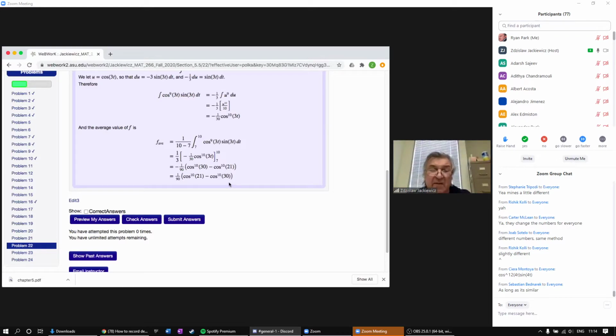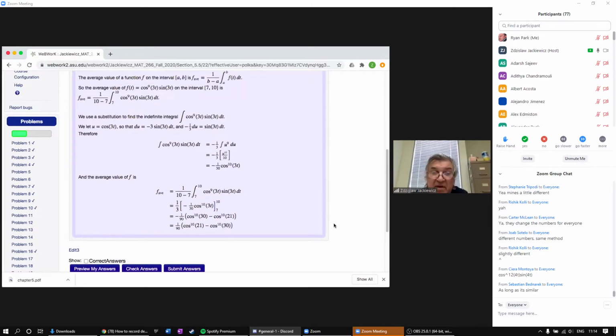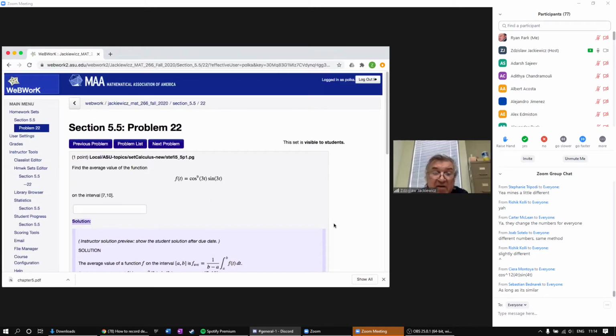So it's somewhat tedious. Now, I am discussing these problems, and probably your problem has somewhat different data, but the idea is the same. I think each student has a somewhat different problem. So that's problem 22.